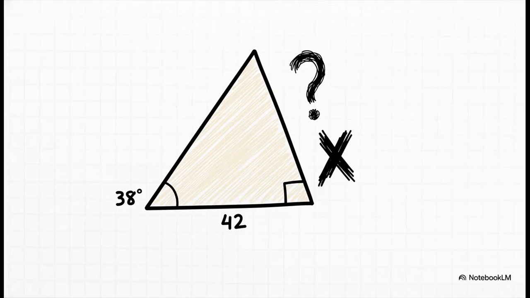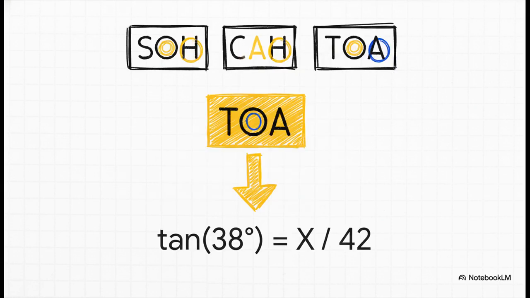All right, here's our mission. We've got a 38-degree angle. We know the side adjacent to it is 42 units long. Our job is to find the length of the side opposite it, which we're just going to call X for now. So, let's think. How do we pick our tool?